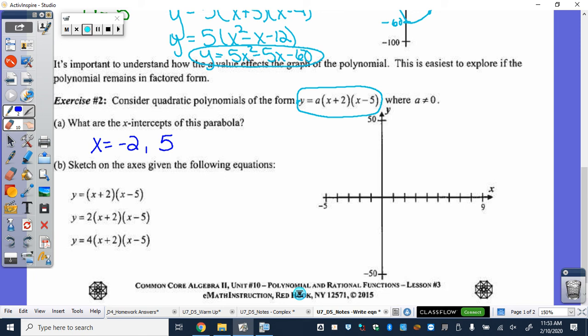So if I sketch a picture of this first one, x plus 2 times x minus 5, I have negative 2, and then 1, 2, 3, 4, 5. I have that 5 over there. Even though it's in factored form, if we multiply our two constants, what should our y-intercept be? Negative 10. So if this is negative 50, I'm going to say negative 10 is approximately here. So this graph's going to look kind of like this.